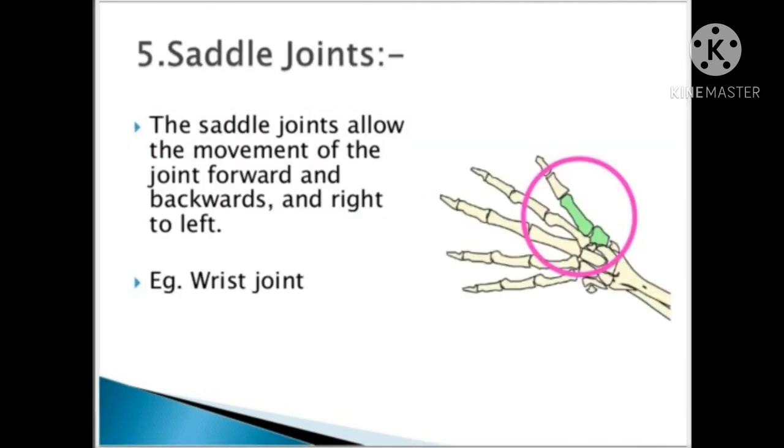Next joint is saddle joint. This saddle joint allows the movement of the joint forward and backward and right to left. Example, wrist joint. Wrist joint is an example of saddle joint.